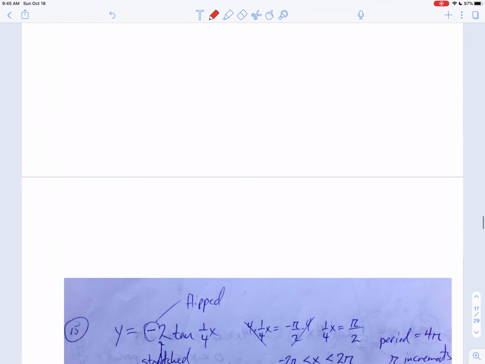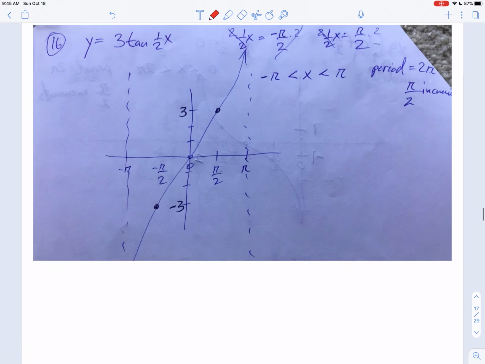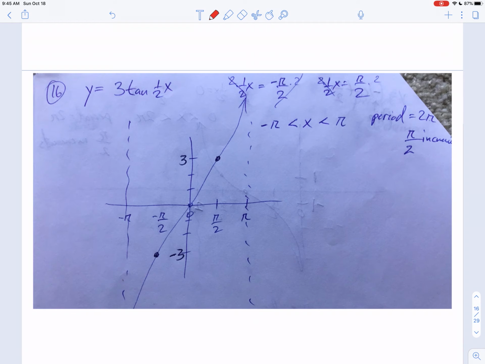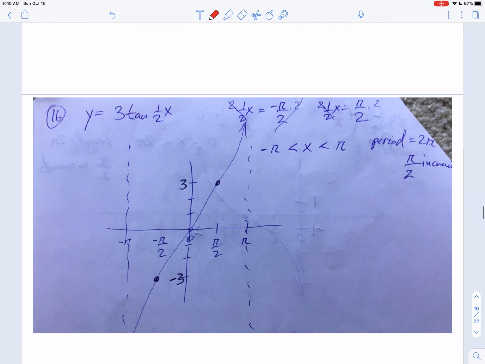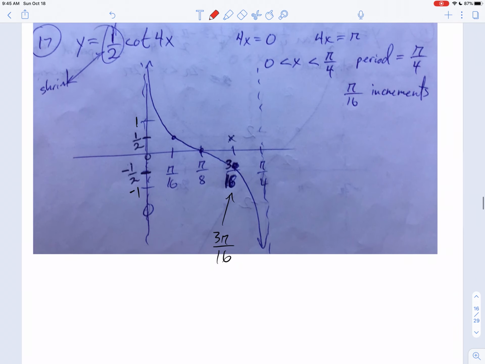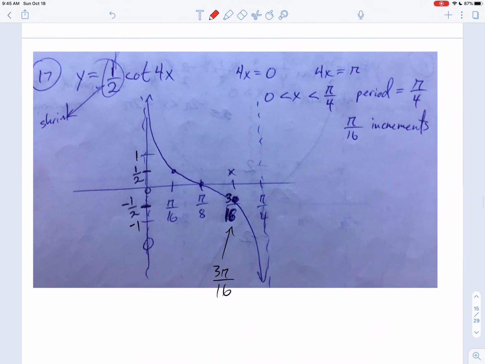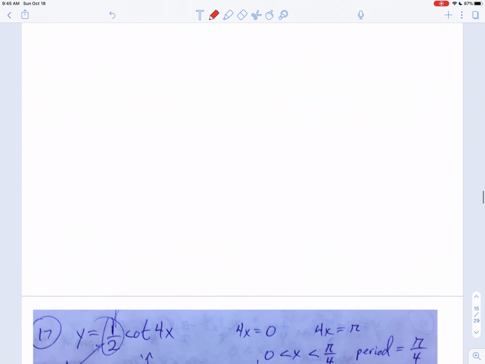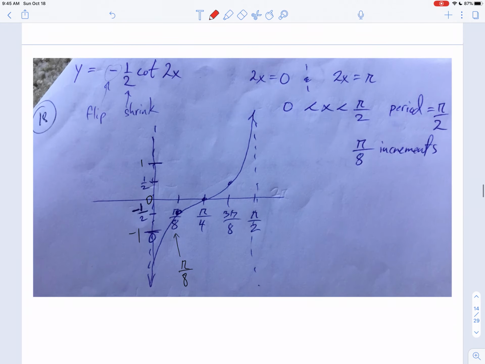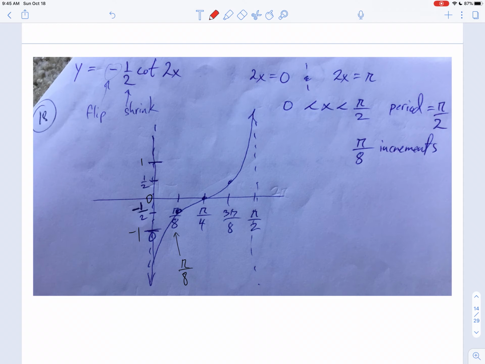Here's number 16. So if you're like, oh, this takes forever, look, I did all of them. So I know. Oh, well, it takes a while. Math takes practice. Number 17. You don't get good at math by watching somebody else do it. You get good at math by playing around. All right, number 18.